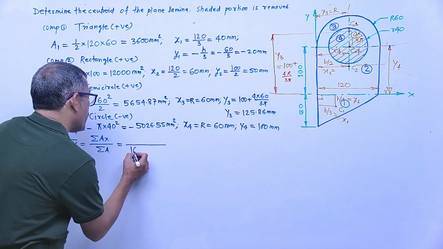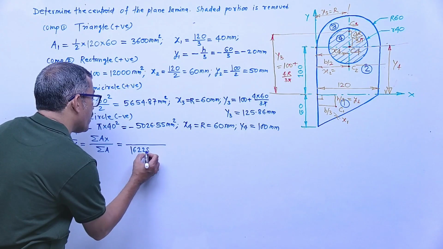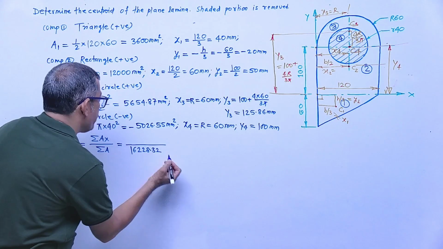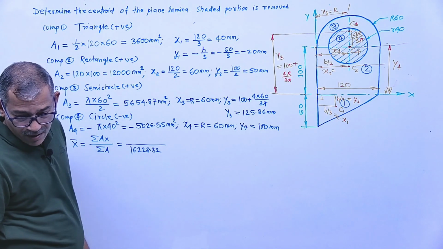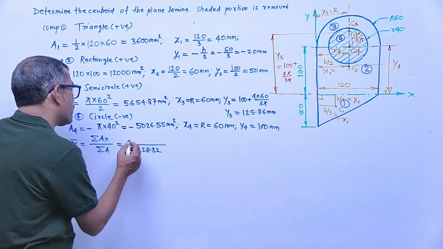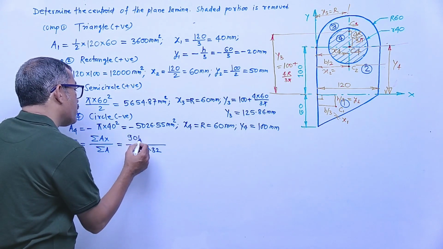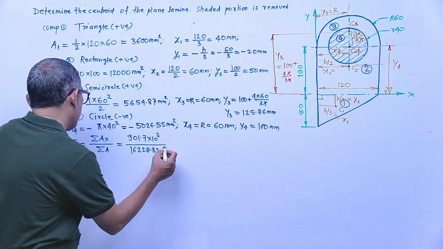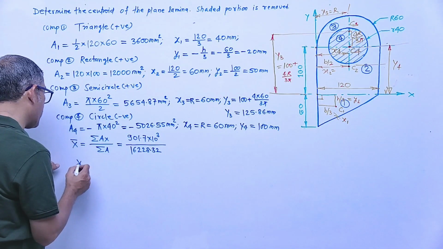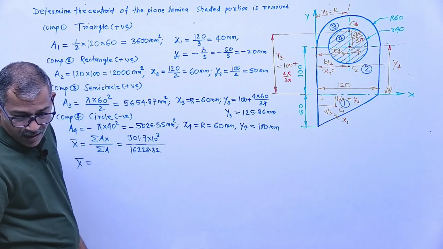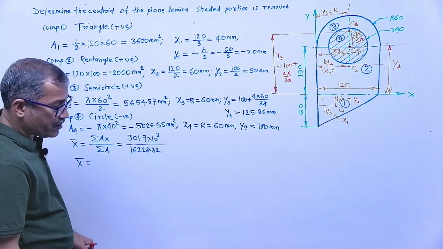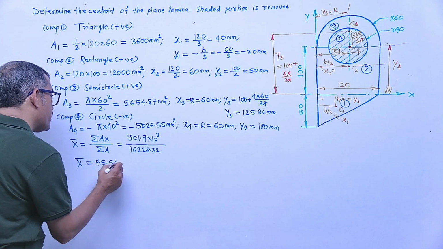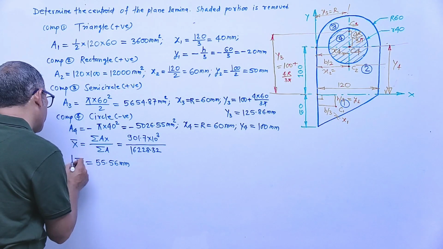16228.32, and the summation of ax comes out to be 901.7 into 10 raised to 3. Okay, so from this what will we get? The x bar value. X bar comes out to be how much? 55.56 millimeters. Clear? This is x bar.